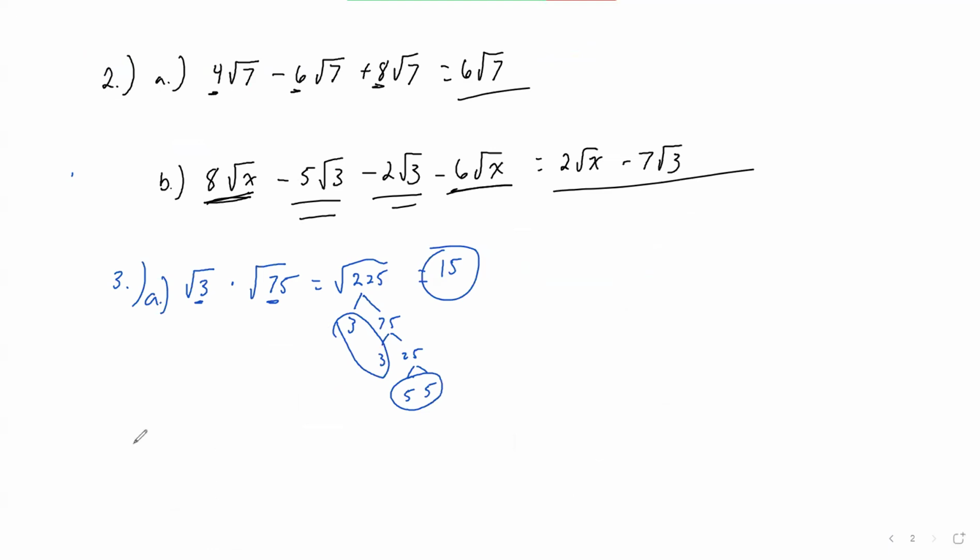So let's look at another one. So I just grouped up my pairs. So that was one group of 3 times one group of 5. And that's what gave me 15.